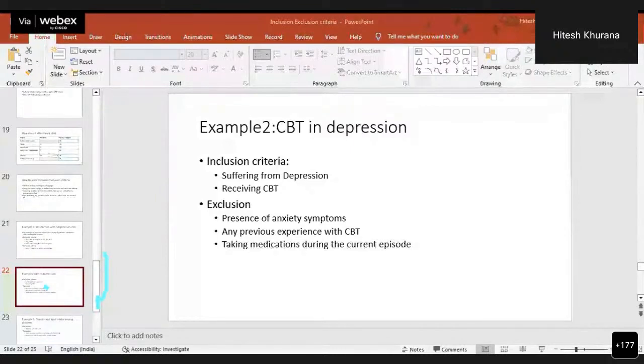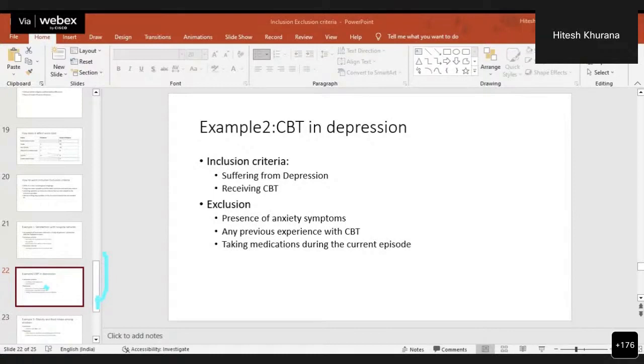Yes, somebody has already commented upon that case. CBT receiving is included, whereas this is our intervention. They have written the person's willingness to receive CBT. If the person is already receiving CBT, we do not know how many sessions he has had, but we have to have it right from the start. In this way, we can refine this particular inclusion criteria also.